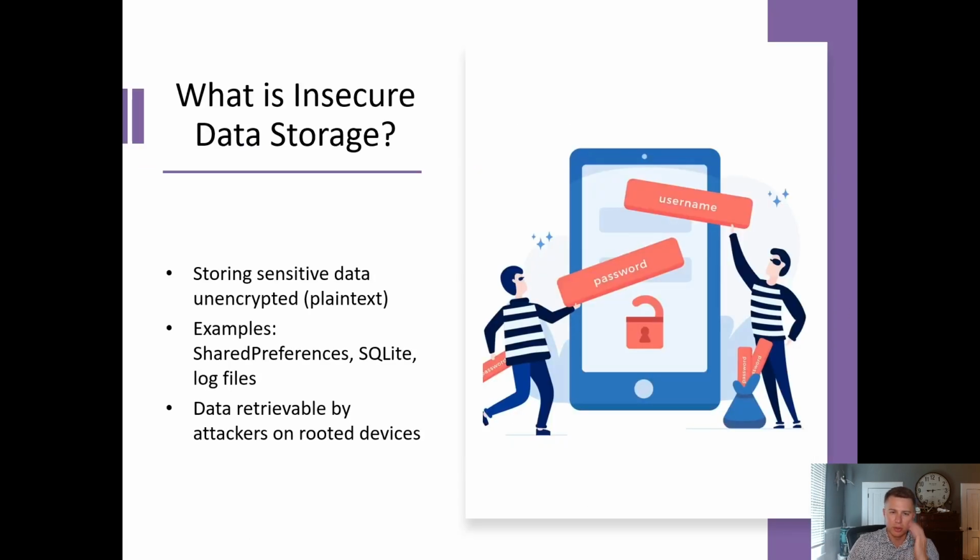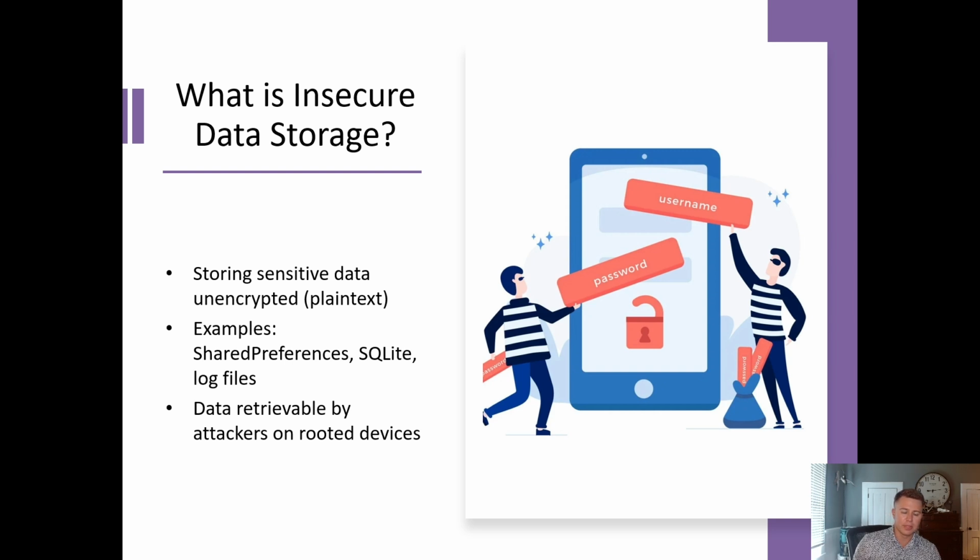But if we're going to encounter this, what is it? Well, insecure data storage happens when sensitive information like tokens, passwords, or PII is stored on the device without proper protection. So let's think about storing a password in shared preferences as a simple key value pair. No encryption, no protection. It's kind of like leaving your house key taped to your front door. You're technically storing it, but not securely.